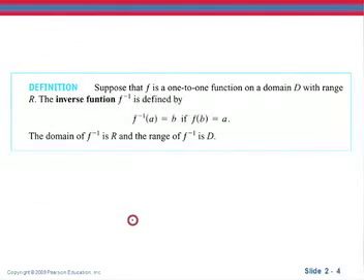So if f is a one-to-one function, an inverse function is defined using this notation. This is read f inverse of a. And f inverse of a is b if f of b is a. So basically we are just switching the x and y values.